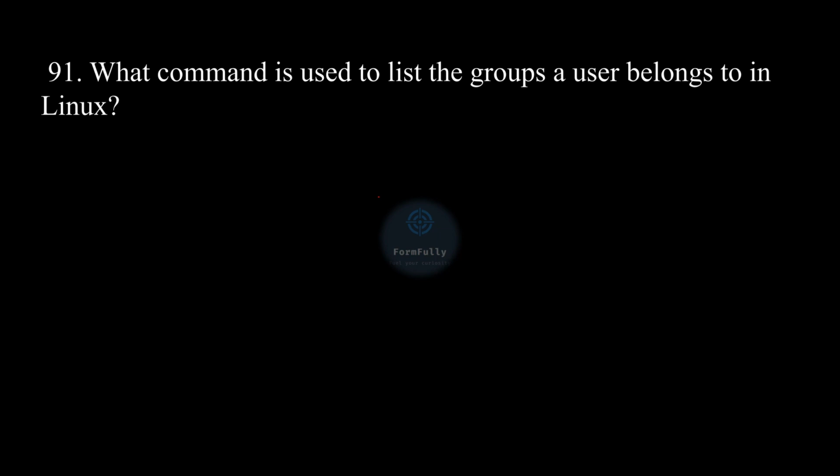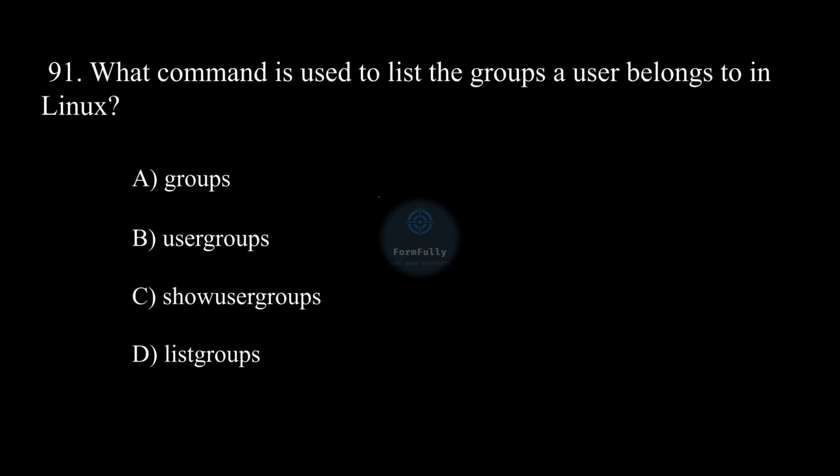What command is used to list the groups a user belongs to in Linux? Options are groups, user groups, show user groups, list groups. The correct command is groups. When executed without any arguments, it displays the groups a user is a member of in Linux. Other options are not standard commands, so these are not correct options.